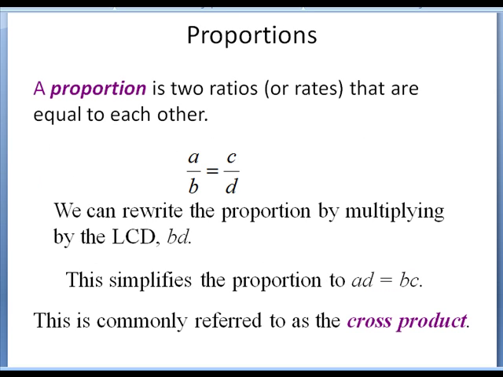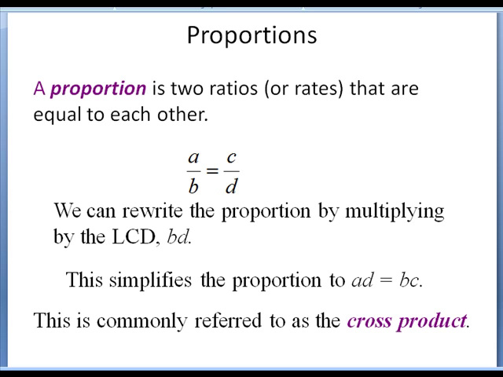A proportion is two ratios or two rates that are equal to each other. So look at this proportion. We have a over b equal to c over d. A proportion pretty much is two ratios equal to each other, or two fractions equal to each other.